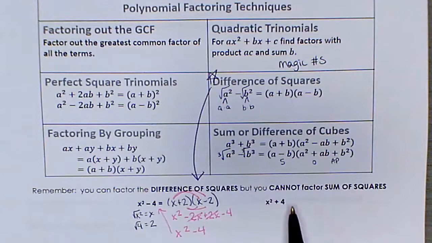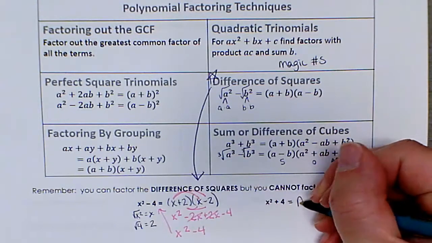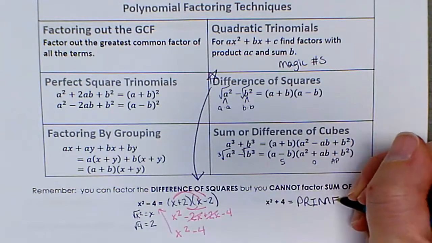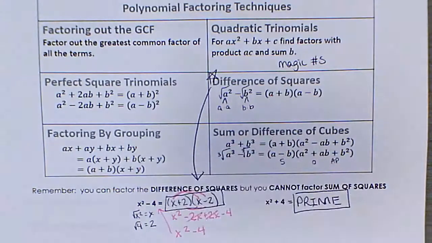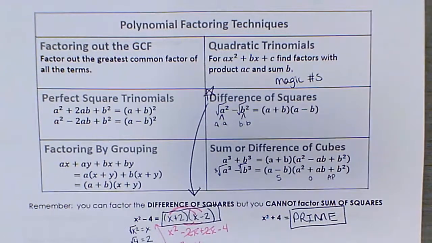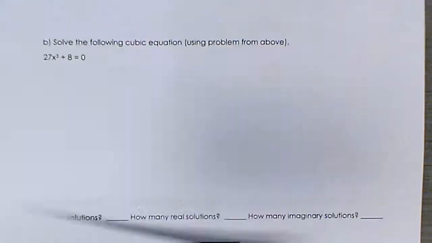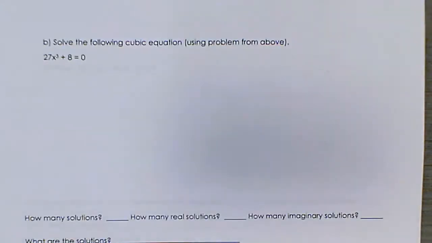However, I cannot factor the sum of squares. There is nothing that whenever I FOIL it back together will give me the middle terms that cancel out and a plus 4. It just won't happen. So we say that this is prime, that it cannot be factored. So just remember that whenever you're looking at difference of squares, if you have a sum of two squares that can't be factored, that is prime. So this is just a little review of the factoring that you've done over the last couple days, but really a couple months. So I'm going to go on to the second page.